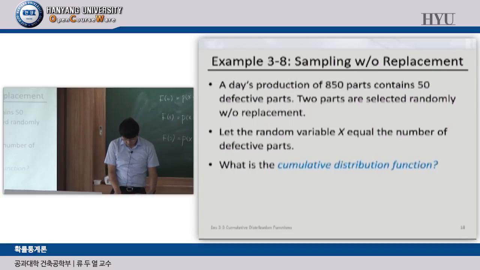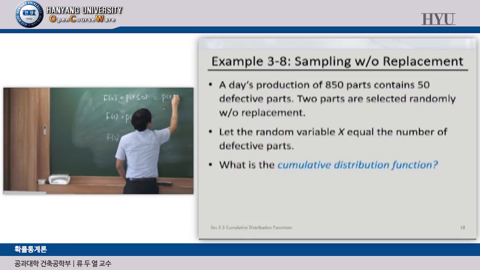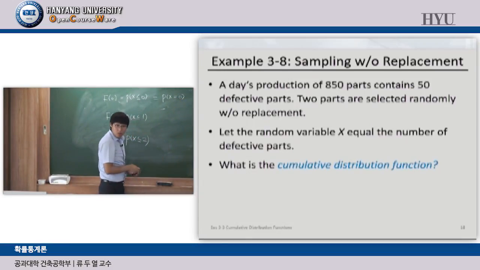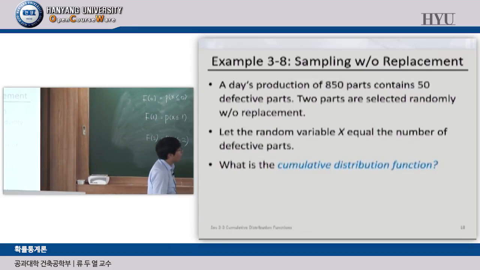Okay? So in this case, this should be the probability of X which is equal to 0. Right? Because there is no minus case in this here, right? Because X is the number of defective part. There is no minus number of defective part.